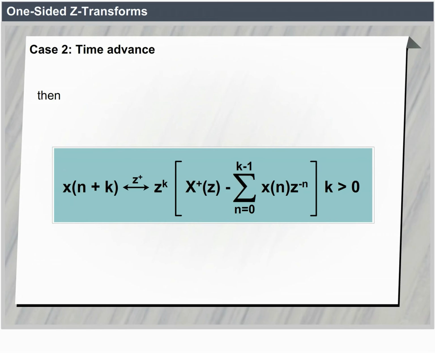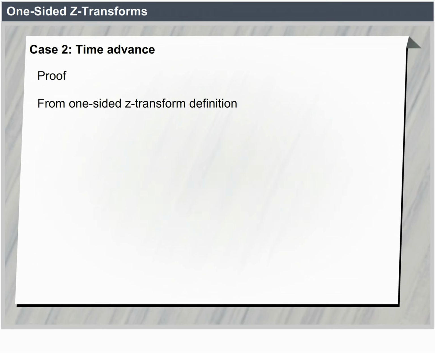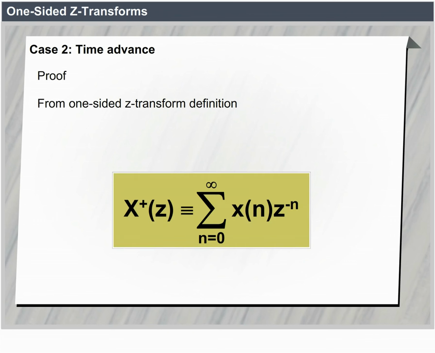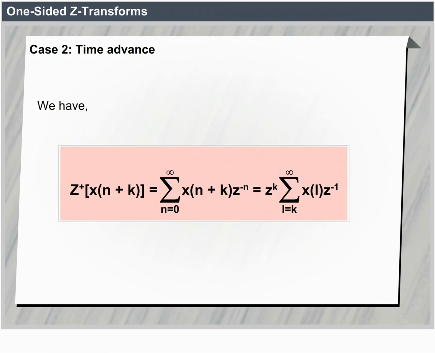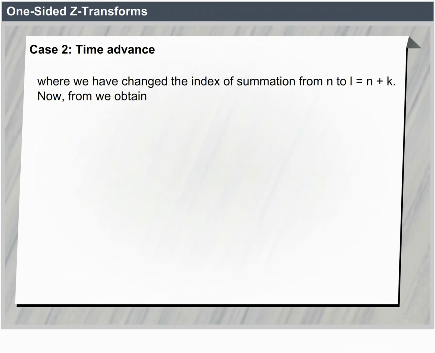Proof. From the one-sided z transform definition, capital X plus of z equal to summation n equal to 0 to infinity x of n into z power minus n. We have z plus of x of n plus k equal to summation n equal to 0 to infinity x of n plus k into z power minus n equal to z power k into summation L equal to 0 to infinity x of L into z power minus L, where we have changed the index of summation from n to L equal to n plus k.